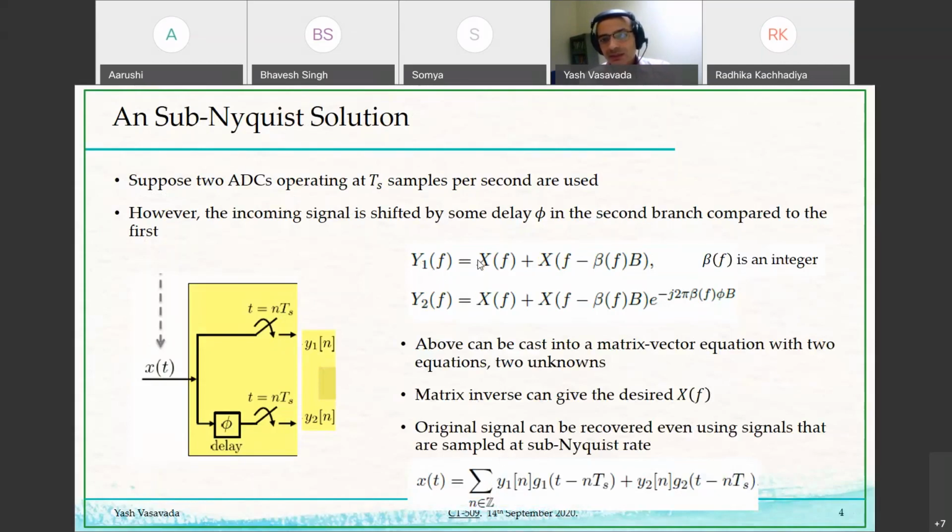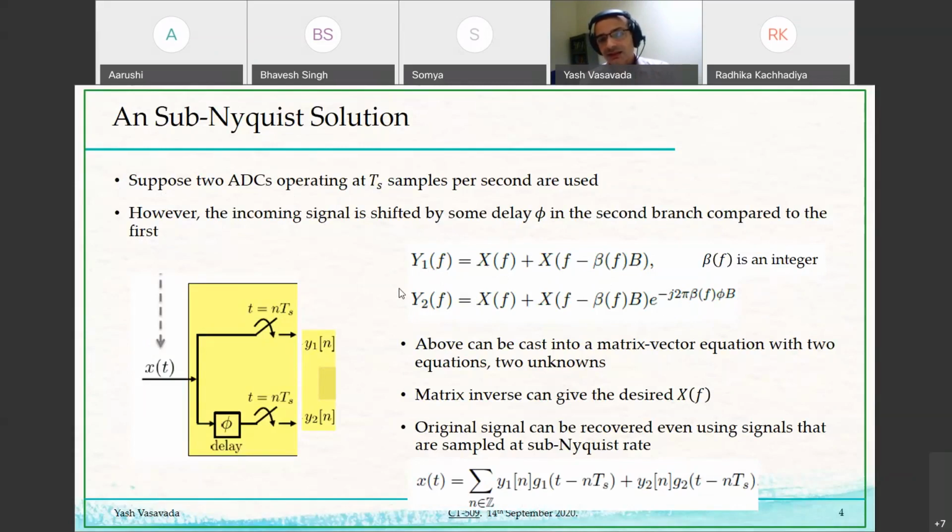This is a very simple matrix equation. You can write this in terms of a matrix. In fact, I will tell you that the first row of the matrix is going to be just 1, 1. The second row of the matrix is going to be 1 and this term, e to the power minus j 2 pi beta of f times B. That will be the 2 by 2 matrix. That 2 by 2 matrix is going to get multiplied by the 2 by 1 vector x of f and x of f minus beta f times B.